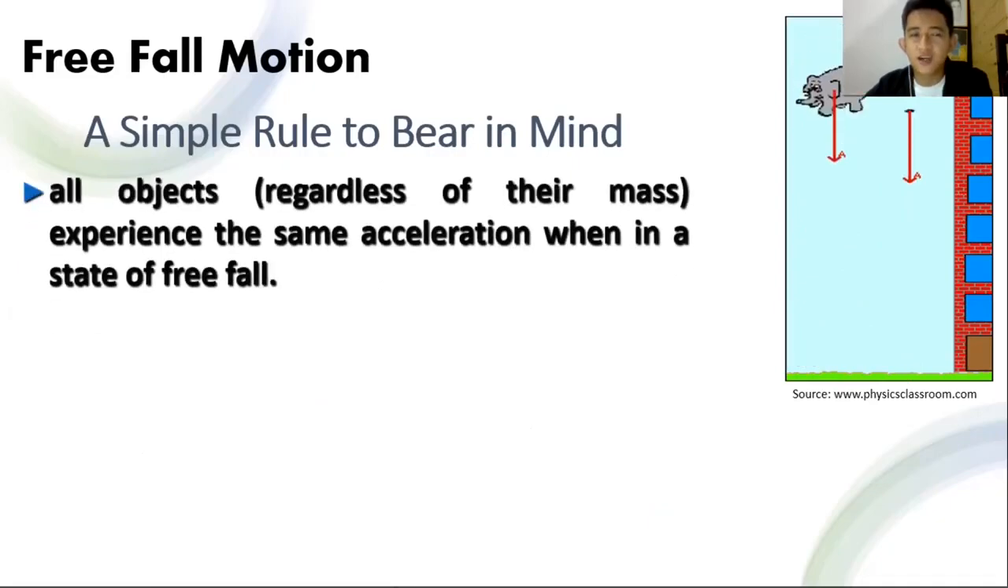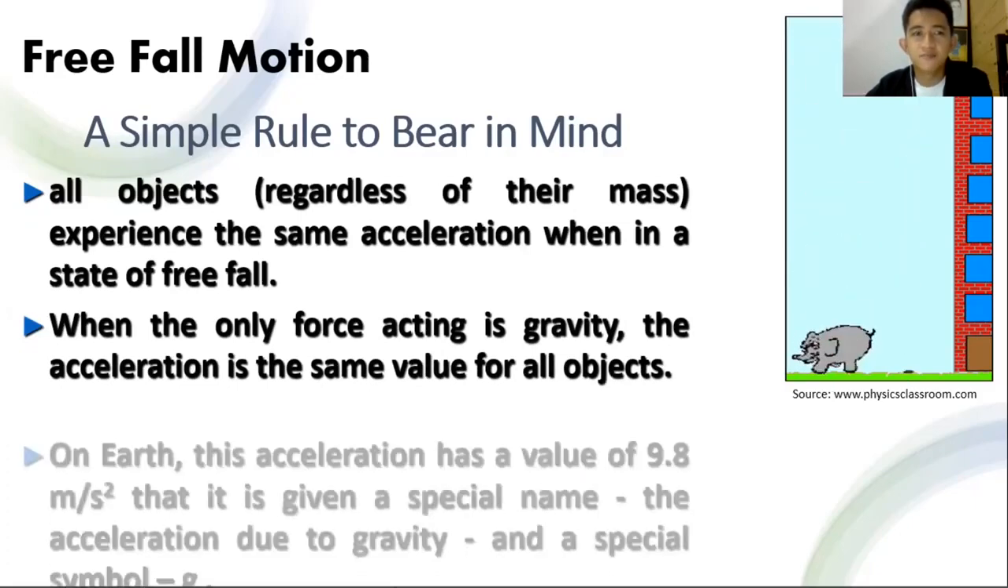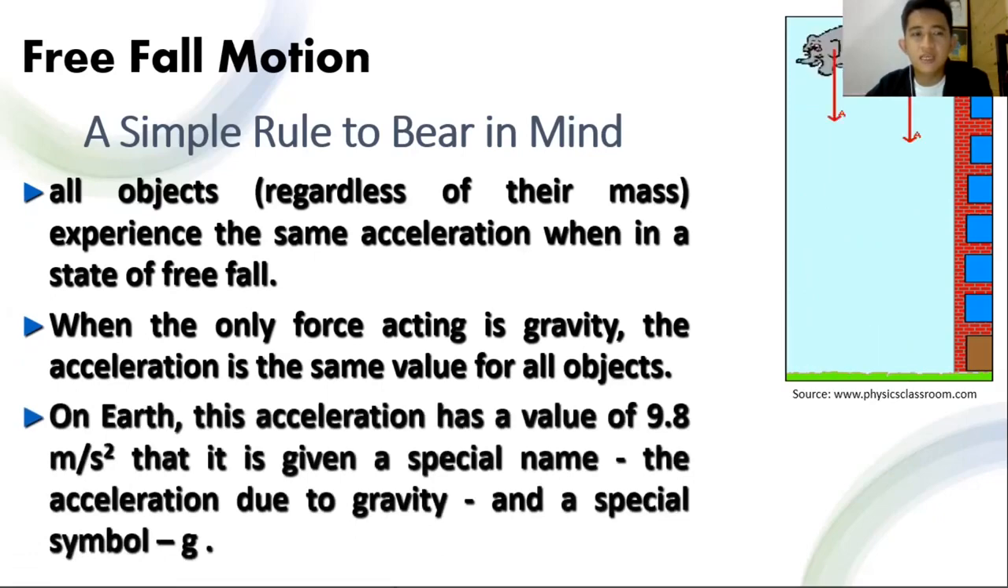All objects, regardless of their mass, experience the same acceleration when in a state of free fall. When the only force acting is gravity, the acceleration is the same value for all objects. On Earth, this acceleration has a value of 9.8 meters per second squared, and it is given a special name, acceleration due to gravity, and a special symbol, g.